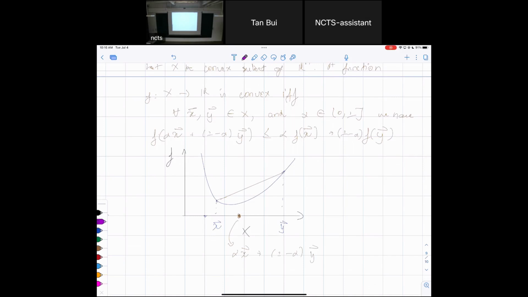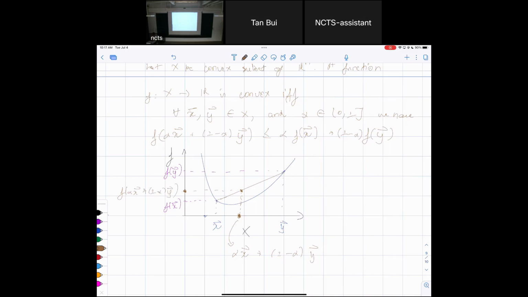And therefore you see that our function values are here: f of x, and of course this is f of y. And now we have alpha x plus 1 minus alpha y. Then our function value is here. So this is f of alpha x plus 1 minus alpha y.